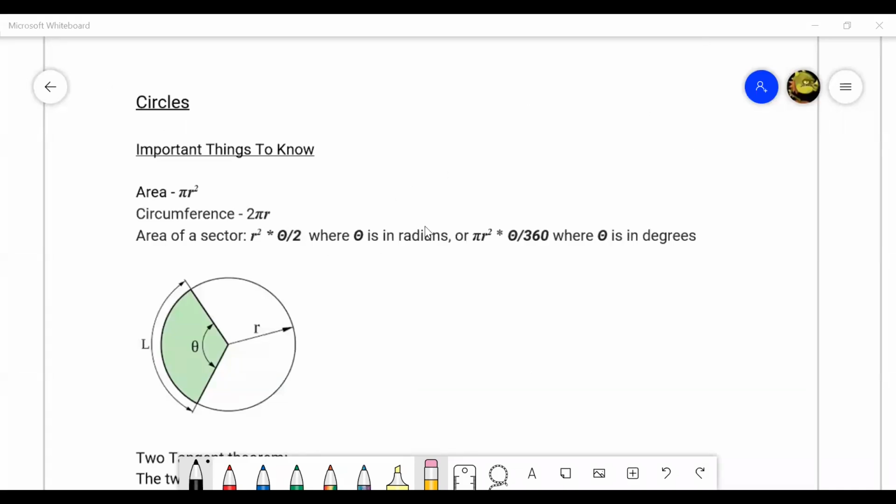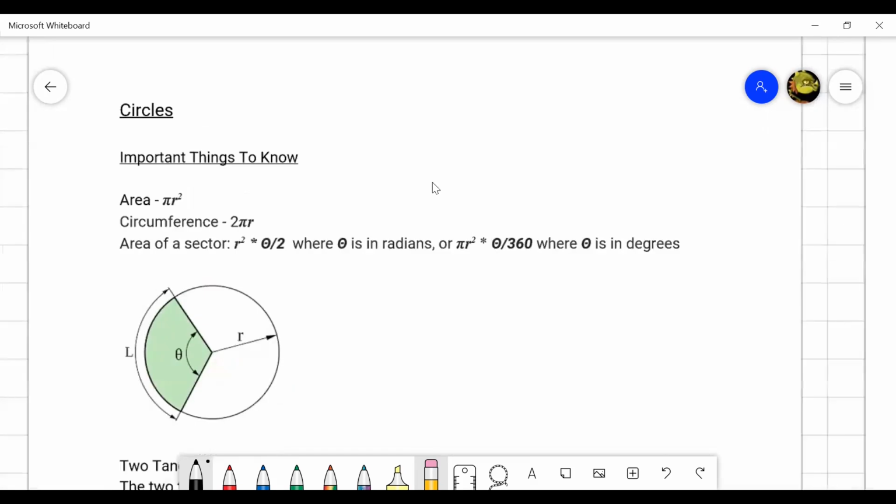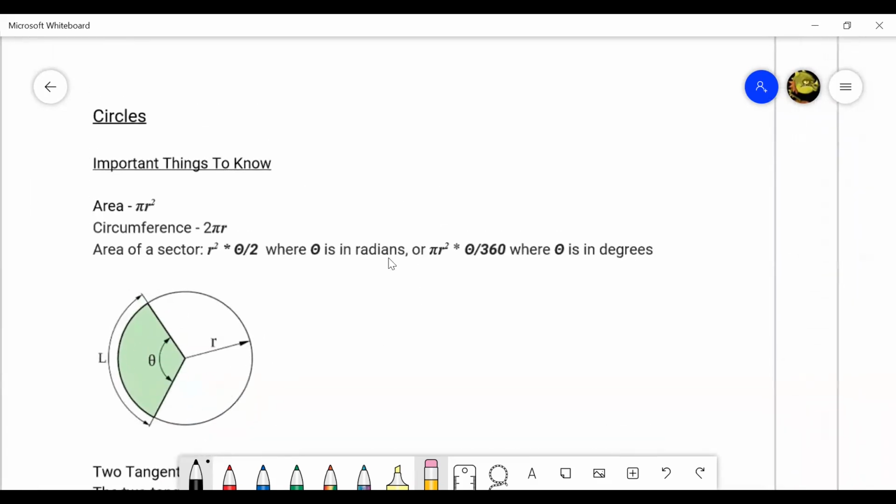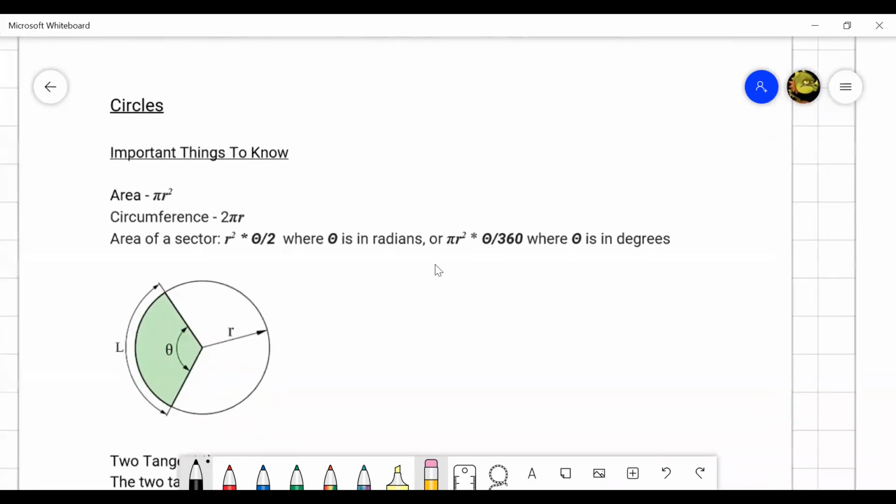All right, so week one, I chose circles as a topic because in the AMC and many other math competitions, you'll always see geometry problems that involve circles in some way because, well, they're just such an easy shape to work with. So first off, I think you all should be familiar with the area and circumference, which is pi r squared and 2 pi r respectively.